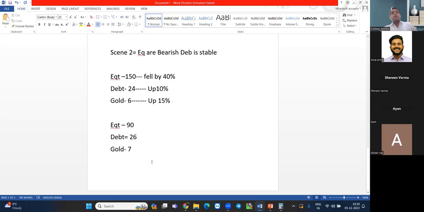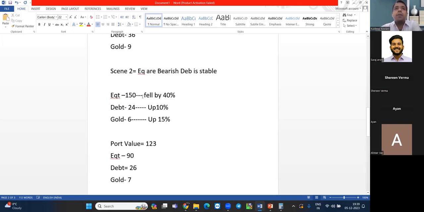Let's take it 26. So what is the portfolio value? 123. So what happened to my portfolio value from 180? It came down to 123. So this is scene 2 and condition A, where I did not balance the portfolio.